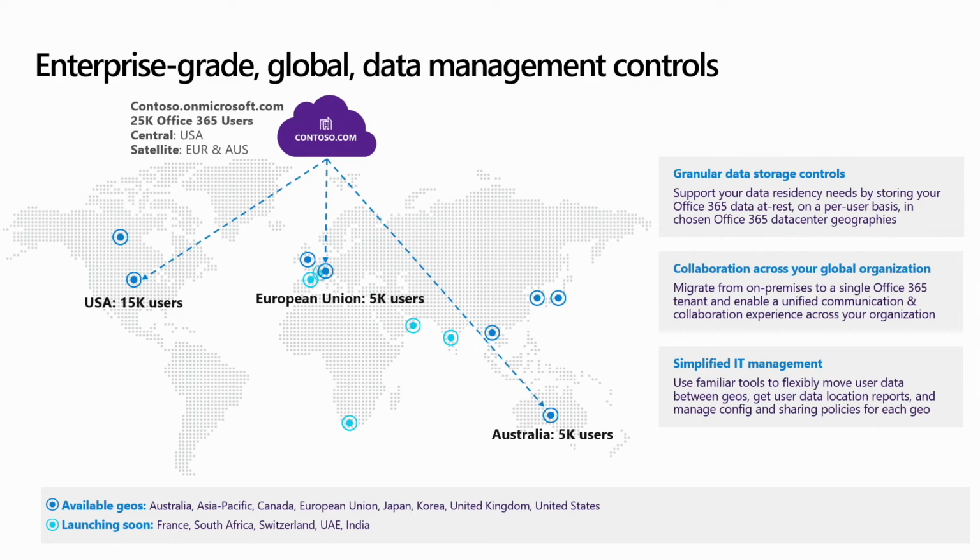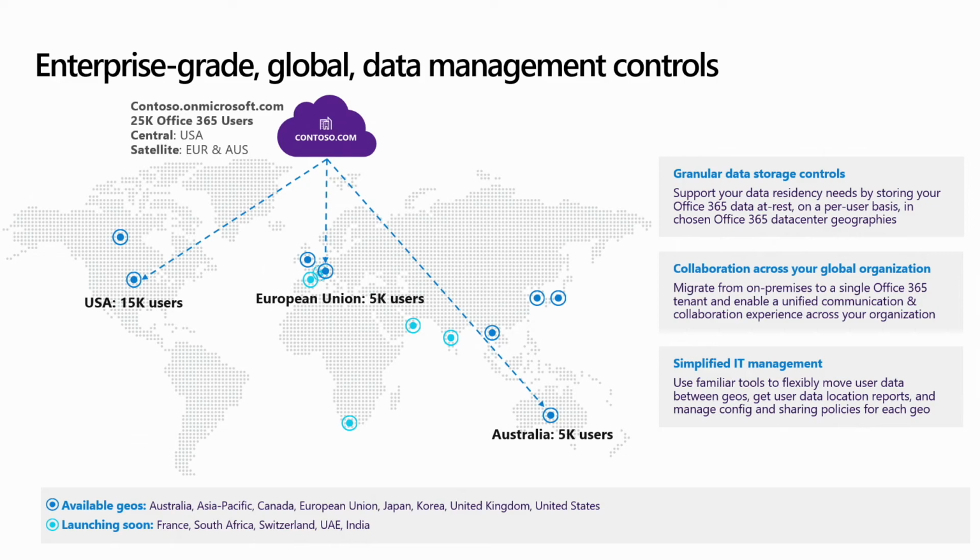Once their tenant is extended and enabled for Multi-Geo, Contoso can move mailboxes and OneDrive files from on-premises to those respective geos. Contoso can also move users from one geo to another. So let's just imagine that a user from the United States decides to move to Europe. Contoso can move their mailbox and OneDrive for Business files from the United States to the European Union geo.